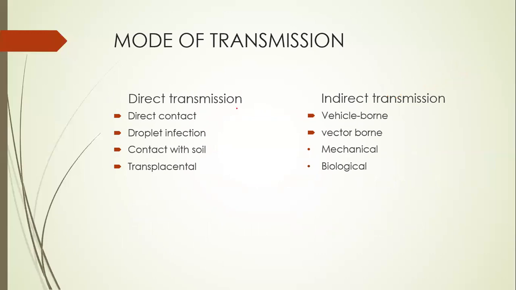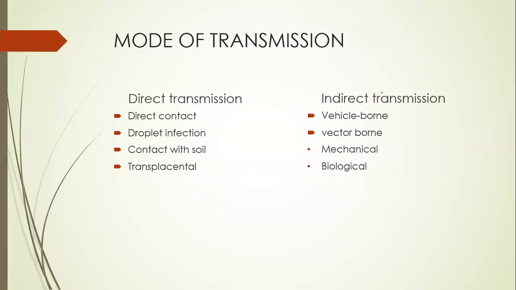In direct transmission, these infectious agents can be transmitted through direct contact. If you are in contact with an infected person, automatically that infection will spread from that person to a susceptible host. Then droplet infection, through the droplet particles, these microorganisms can travel. Then contact with soil or transplacental transmission is also considered direct transmission. Indirect transmission means a form of transmission where there is no close contact between the susceptible host and the infected person.